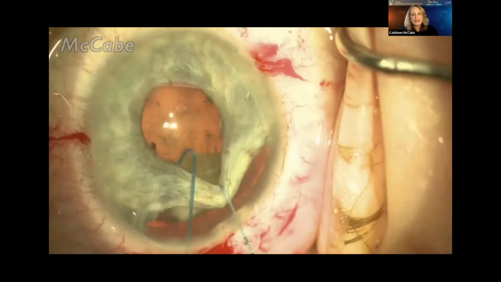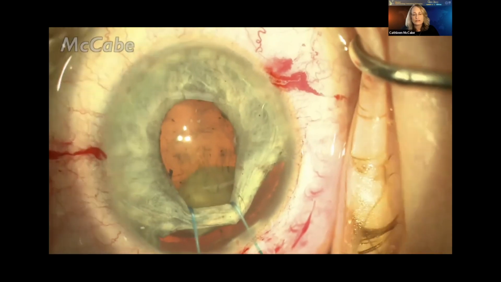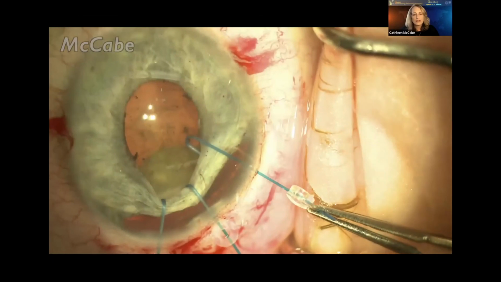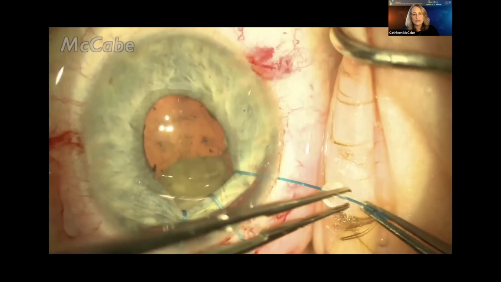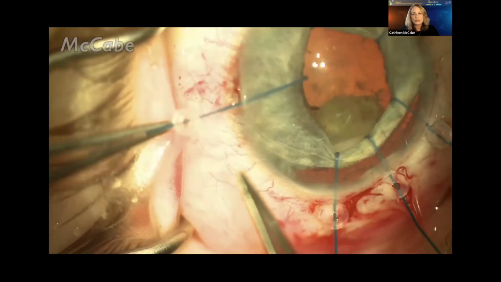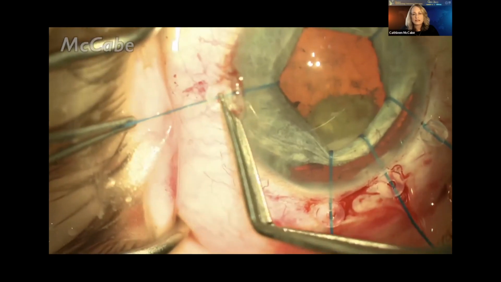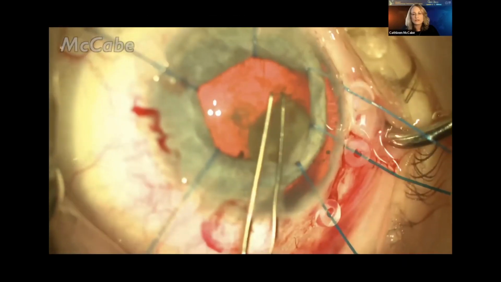To do that, I'm going to use iris hooks to isolate and sequester the iris away from my phaco probe or my phaco needle. Very gently placing iris hooks sufficiently to keep it out of the way. And since I've distorted the iris a little bit this way, I'm going to really support it in all directions. This patient didn't really dilate excellently anyway. And I'm just trying to make sure I'm keeping the iris as safe as possible.